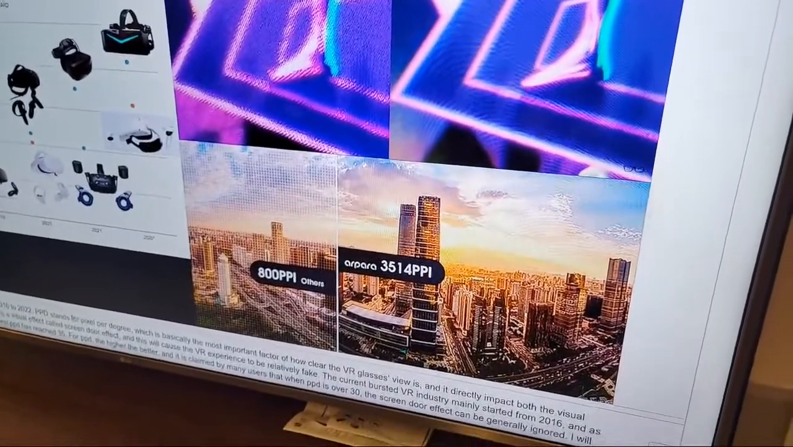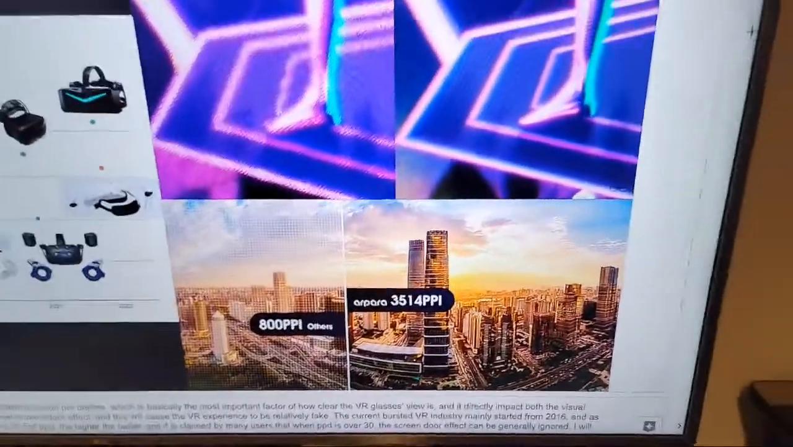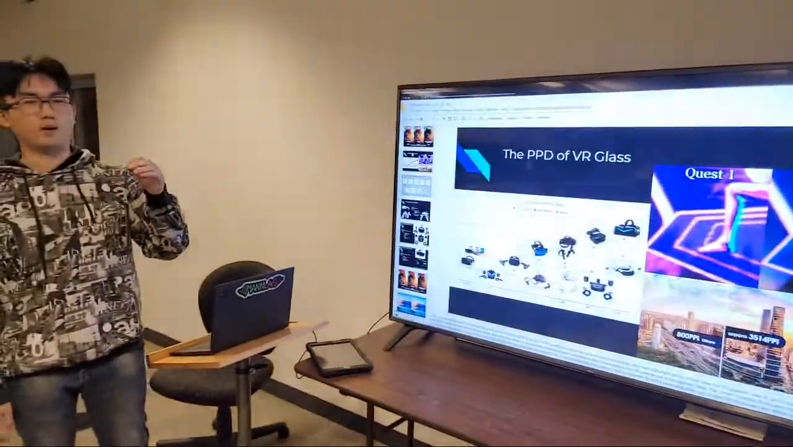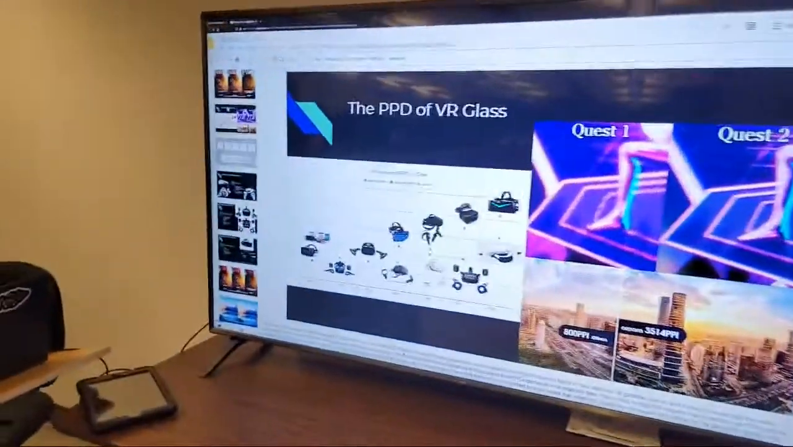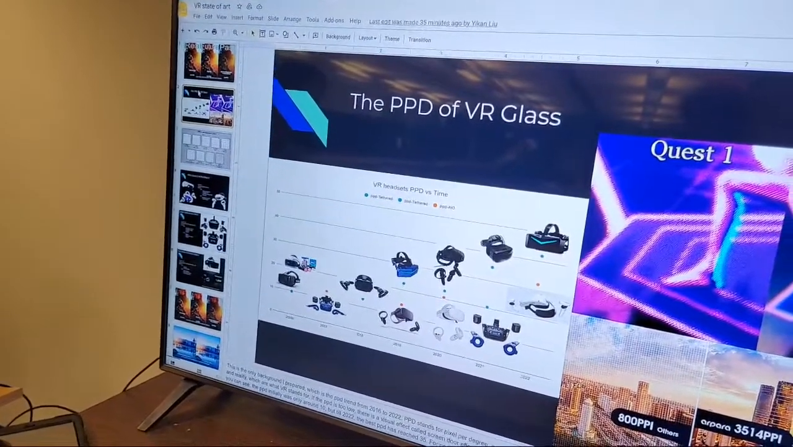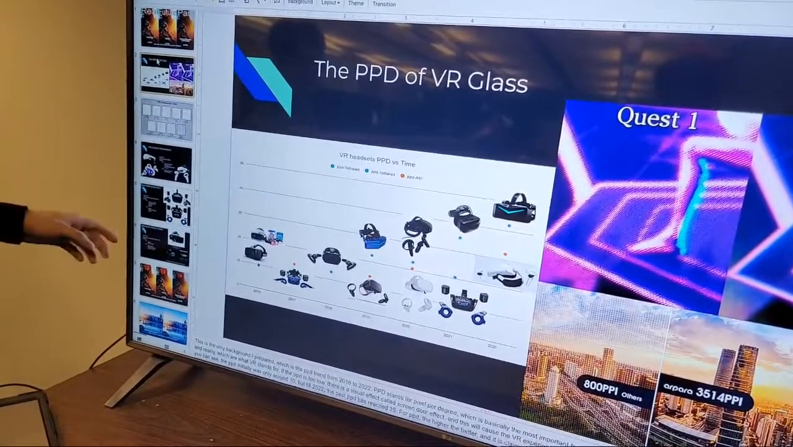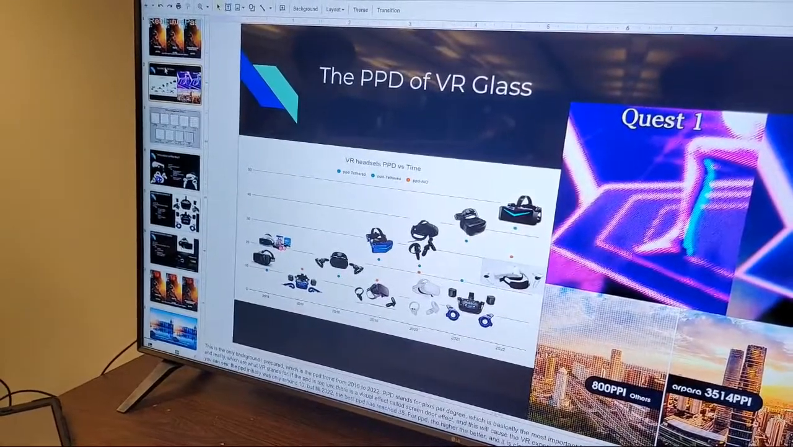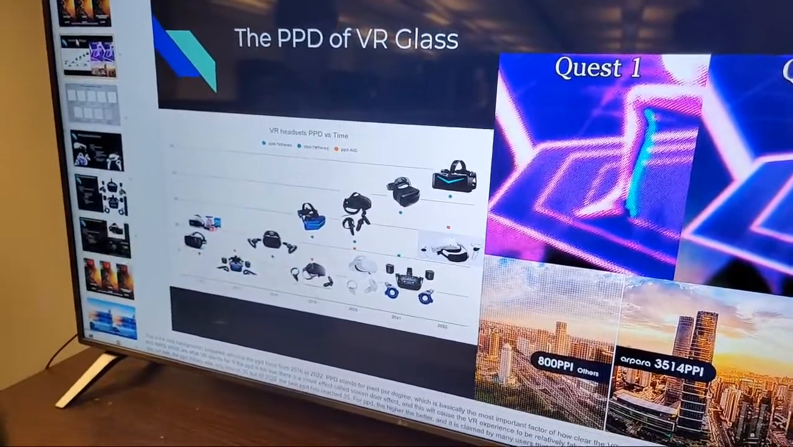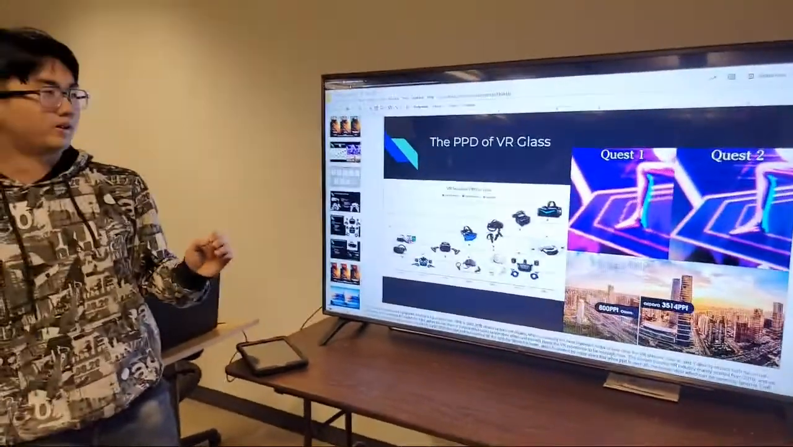So this plot is the development of PPD of VR glasses. PPD stands for pixel per degree, which indicates how clear we see inside the VR glass and how real we feel. So the current VR industry in my mind mainly starts from 2016, and at that time the PPD is only around 10, and the current most popular headset is Meta Quest 2. It was released in 2020 and it has a PPD of around 20.